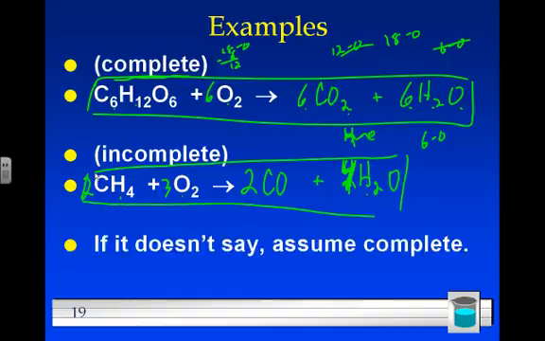And then the last thing here. If I don't tell you in a problem or somewhere else along the line, it doesn't say, assume it's complete combustion. Put the products as CO2 and water. If it doesn't say, assume it's complete, CO2 and water. And that's it.